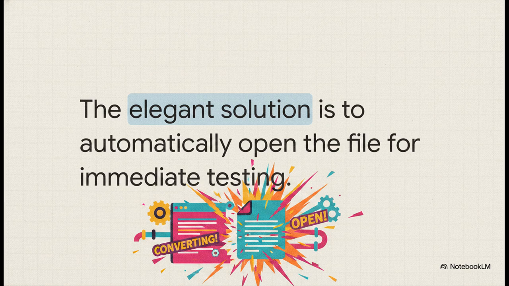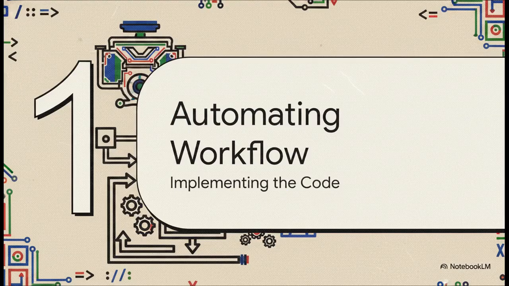Okay, let's dive into this, because the most elegant solution is literally staring us right in the face. Just automate the open. The practical goal of today's source material is adding a seamless cross-platform auto-open feature. The idea is that the exact moment your file finishes converting, boom, it should just pop open automatically in your OS's default viewer for immediate testing and review. Sounds incredibly simple, right? But as you'll see, integrating this smoothly into an existing Haskell toolset actually brings up some really interesting architectural choices. All right, let's jump into section 1, automating the workflow and implementing the code.